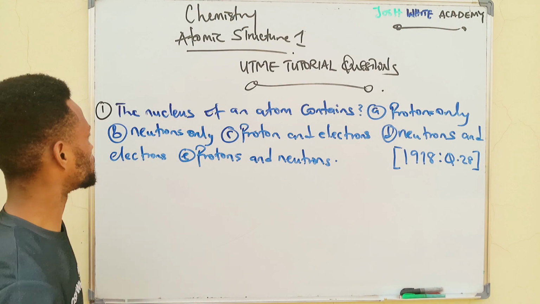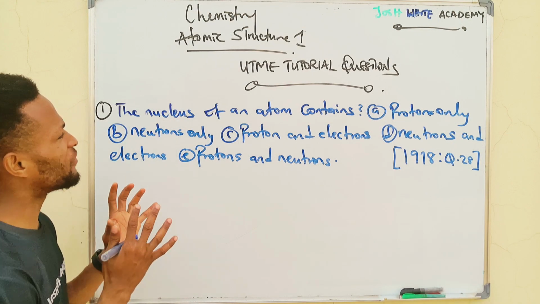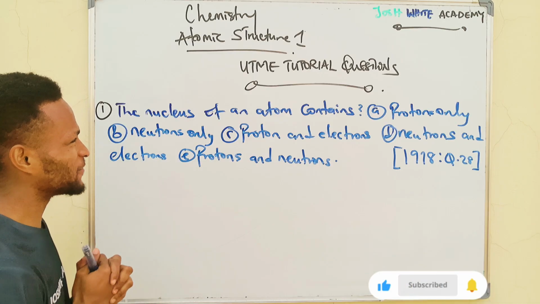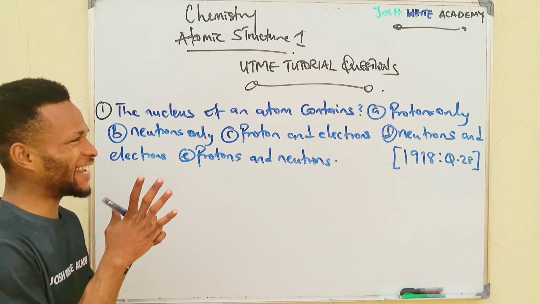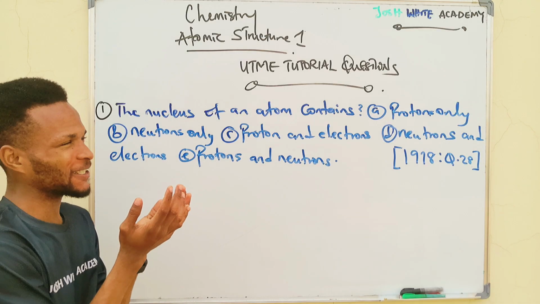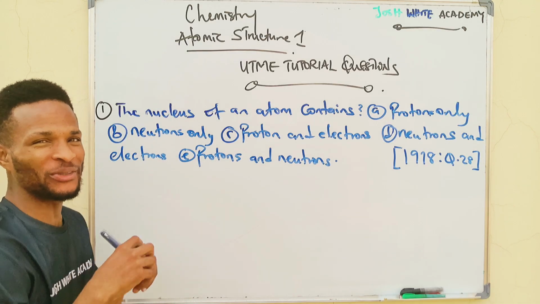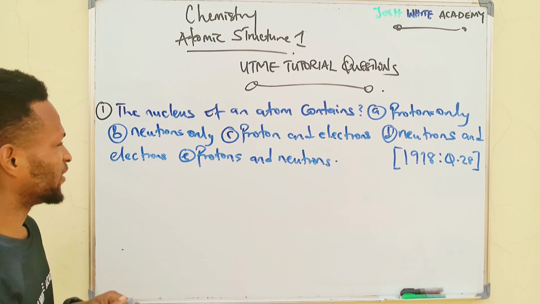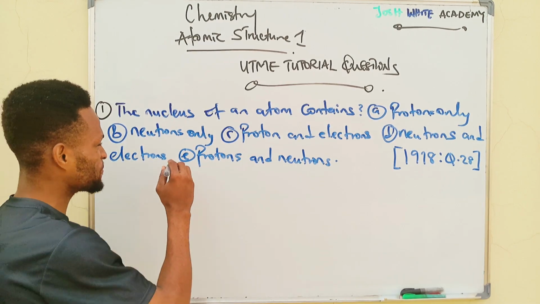Now the first question. The nucleus of an atom contains... Remember during the class we said in an atom, the electron revolves around the shell or orbit, whereas the nucleus contains the proton and the neutron. So that makes our answer to be what? E.